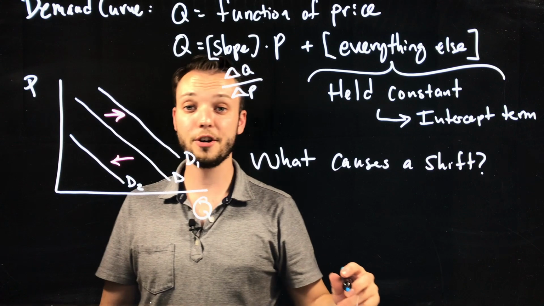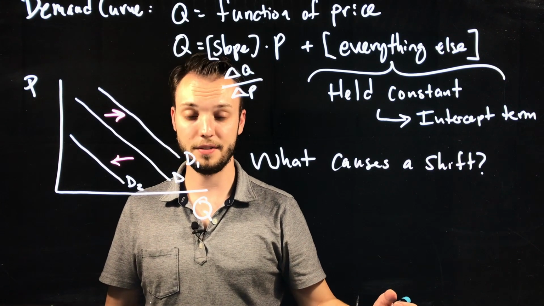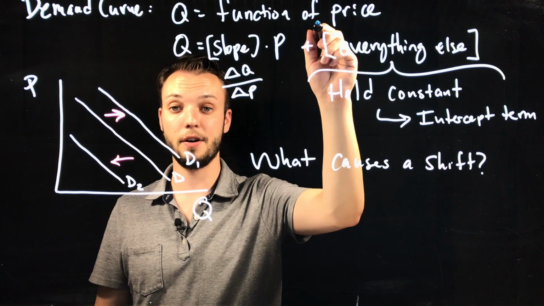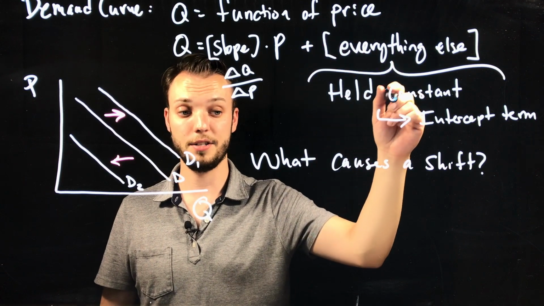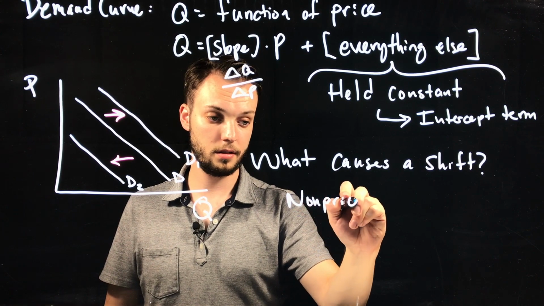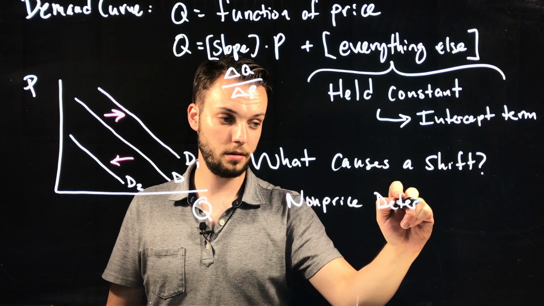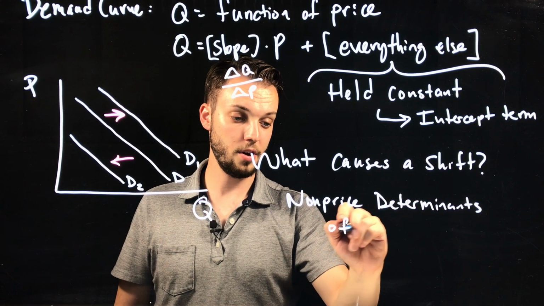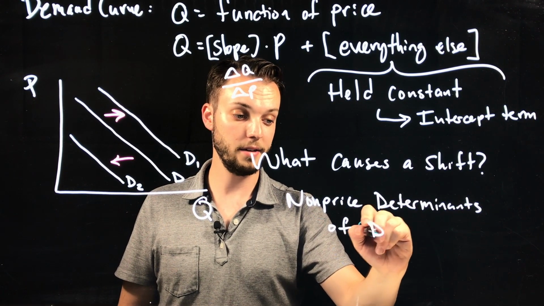Okay. And these are going to be all of the non-price determinants of demand. Okay. So all the other things that go into that function that right now we're assuming are held constant. So the non-price determinants of demand.